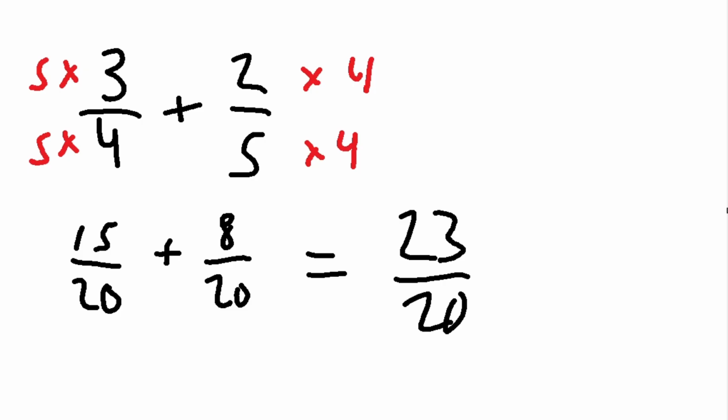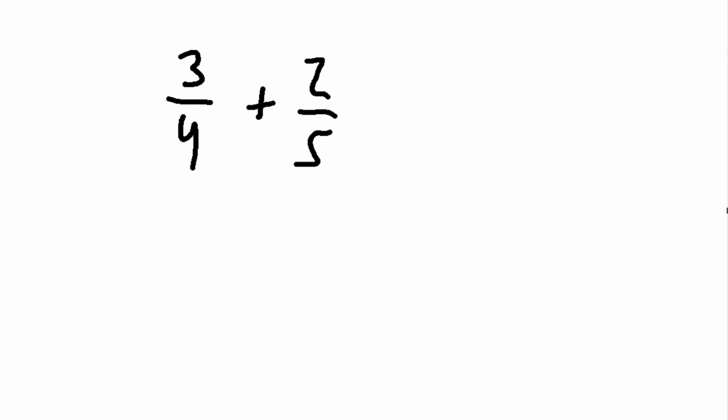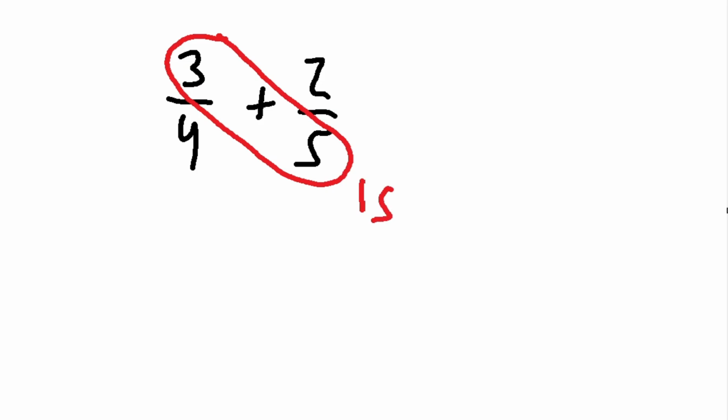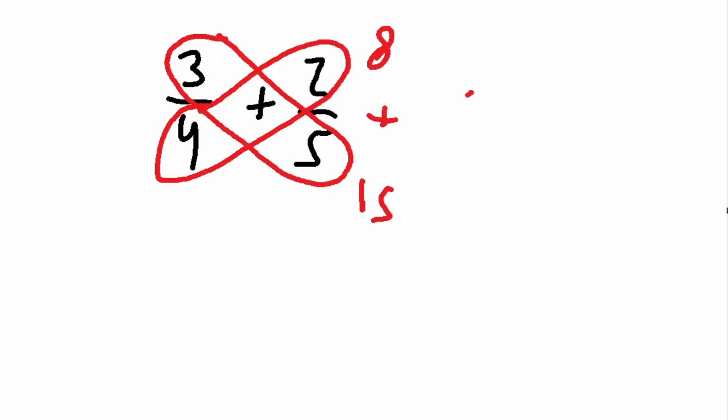Now, that method wasn't too difficult or slow, but there's a better way. This way is simpler because it doesn't require a common denominator. I like to call this way the oval method because we're going to draw 3 ovals. The first one goes here, around the 3 and 5. We multiply these to get 15. Then we draw a second oval around the 2 and 4 and multiply them to get 8. Add these together to get 23.